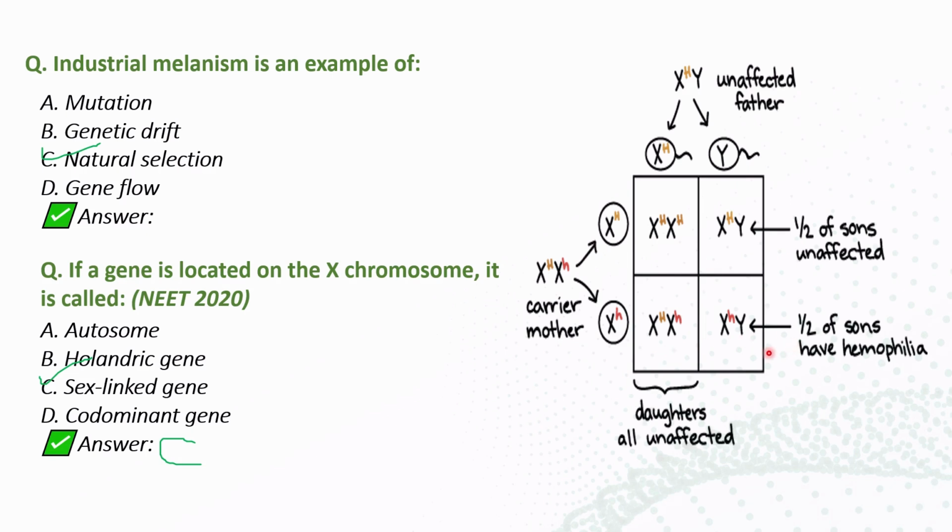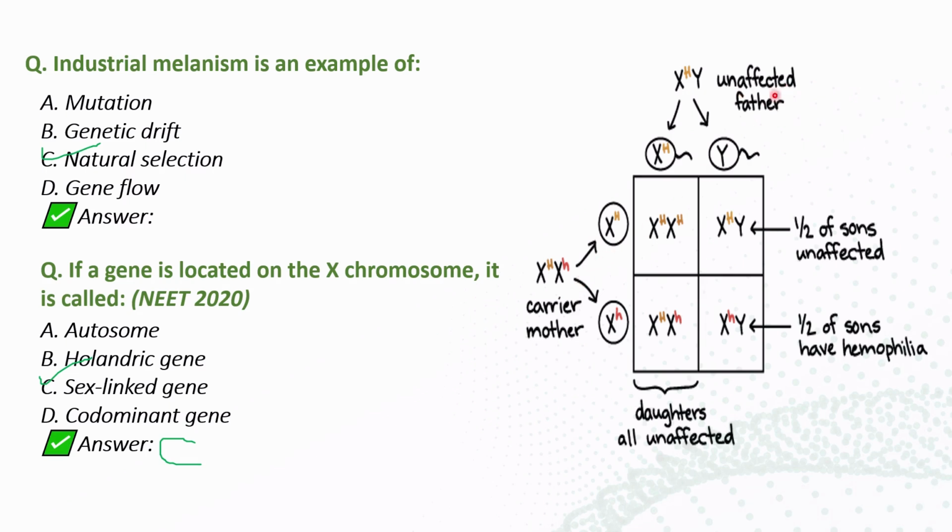But in this case only half of the sons will have hemophilia, because all of this is due to the sex linked gene that is present on the X chromosome. So obviously you can say that the maximum carriers are mothers, not fathers. In some cases it will take place otherwise, but the maximum carriers are mothers.